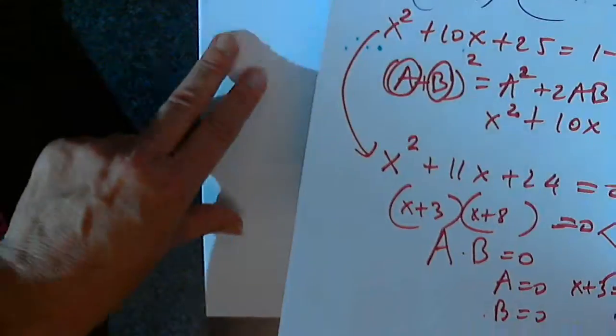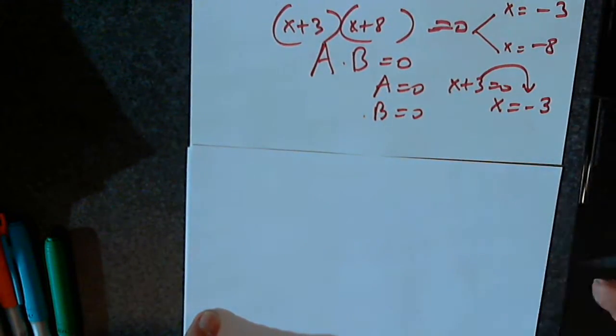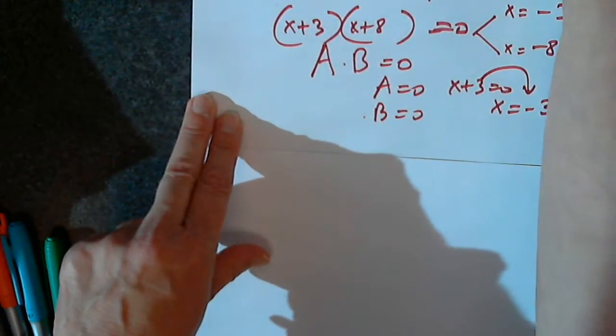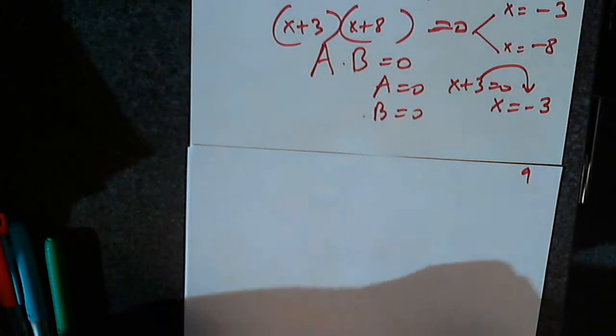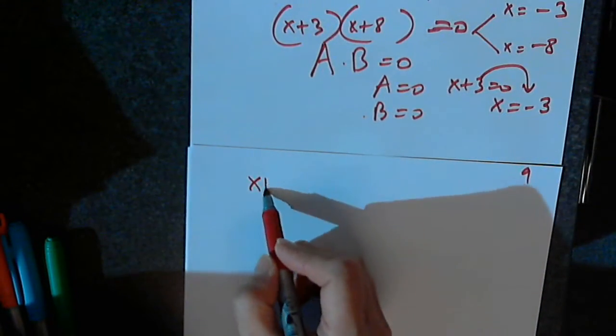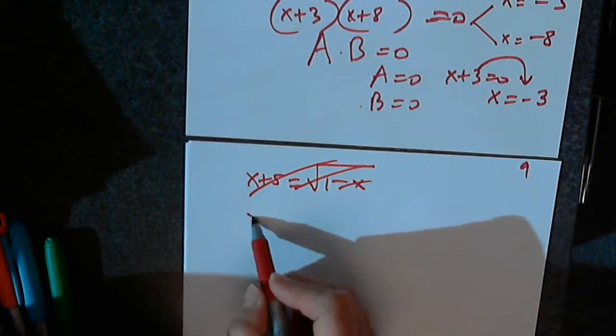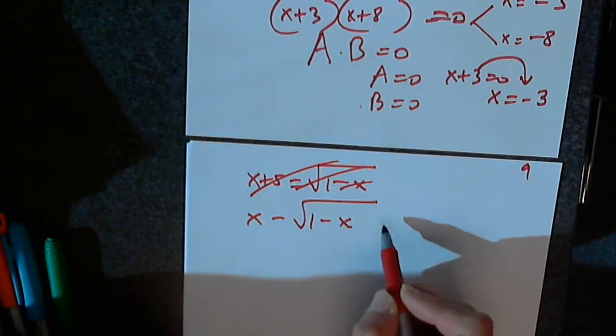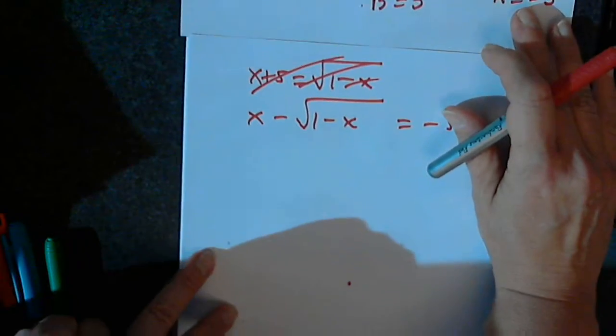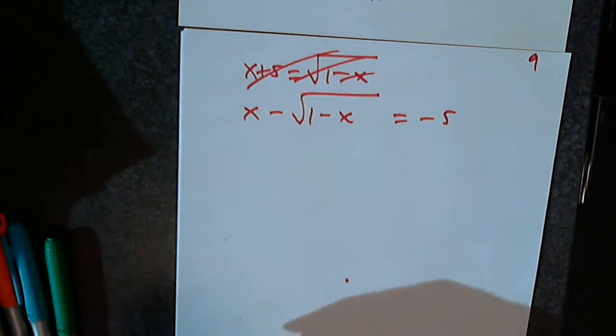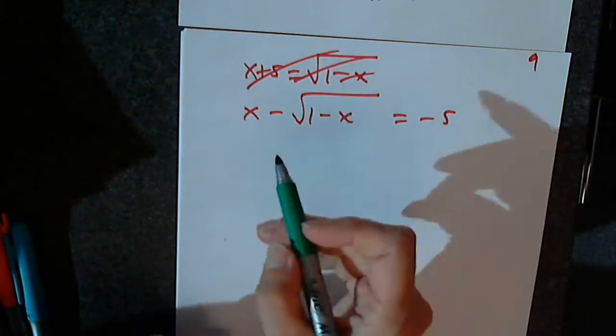Okay, so potentially this equation has 2 solutions. I have to go back to the original problem. No, this is not the original problem. x minus the square root of 1 minus x equals negative 5 is the original problem. I am checking negative 3 first.